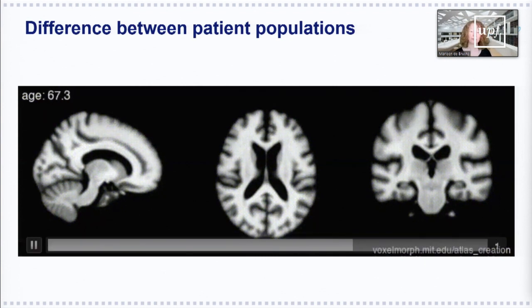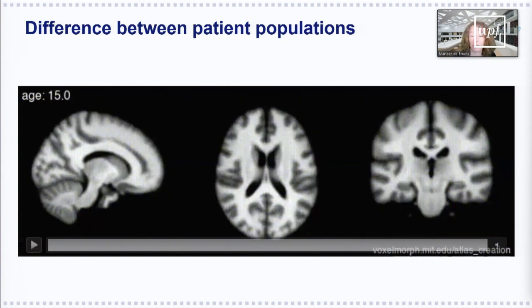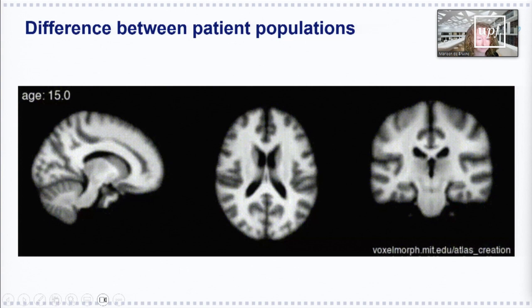There are also differences between patient populations. Here you see, for example, how the brain changes with age, and models trained on data from older patients may not be suitable for younger subjects.